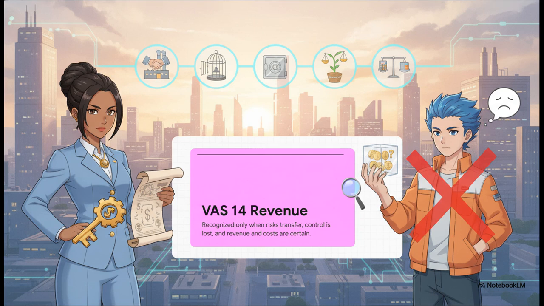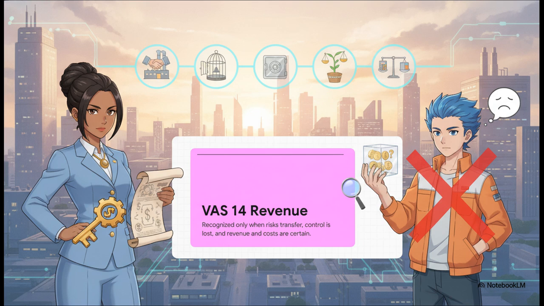Now, here's a reality check. You cannot just declare revenue whenever you feel optimistic about a deal. Accounting Standard VAS 14 strictly outlines 5 mandatory conditions for revenue recognition. You can only put revenue on the books when the risks and rewards of ownership have officially transferred to the buyer, when you have completely lost control of the goods, when the actual revenue amount is certain, when you've genuinely gained the economic benefit, and when your costs can be reliably determined.